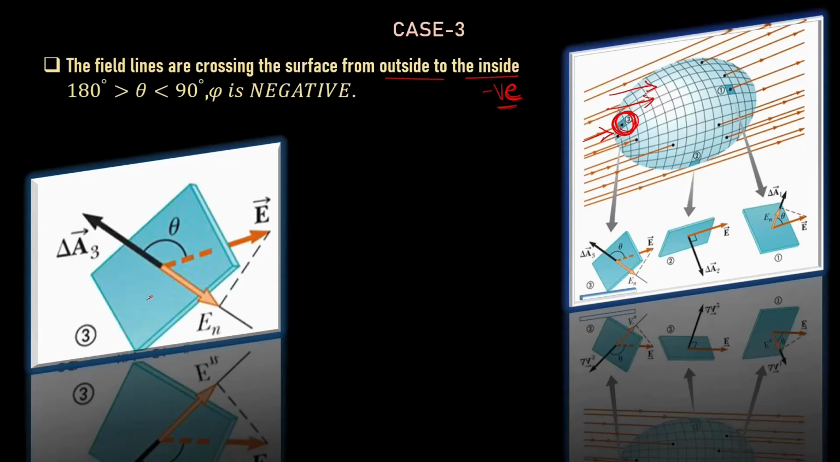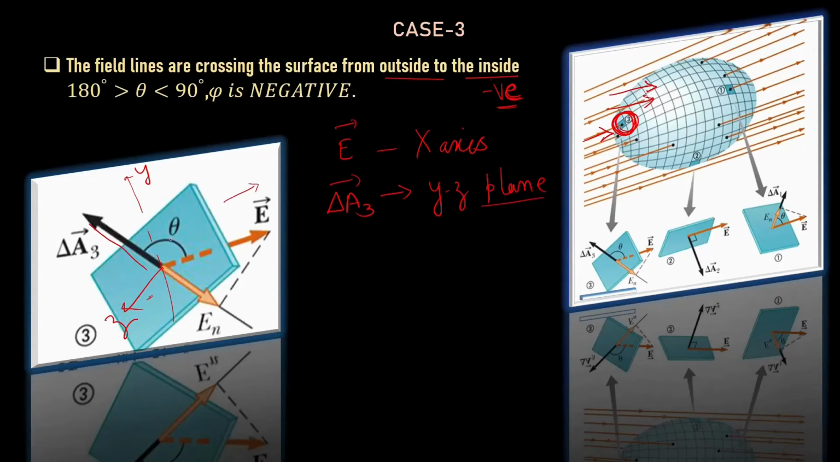Again, let us have a closer look at this area. Let us suppose the electric field is along the positive x-axis. The area vector, this delta A3, will be pointing, this is the y-axis, and this time it is the z-axis, so it is pointing in the YZ plane. So we know that this time the angle theta, which is the angle between the electric field vector and the area vector, becomes an obtuse angle. That means the value of theta will be lying somewhere between 90 and 180 degrees. This is the important key point.